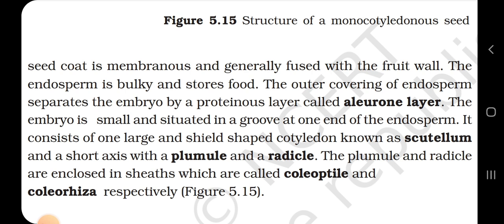The outer covering of an endosperm separates the embryo by a proteinaceous layer called aleurone layer. The embryo is small and situated in a groove at the end of the endosperm. It consists of one large and shield-shaped cotyledon known as scutellum and the short axis with the plumule and a radicle. The plumule and radicle are enclosed in sheaths which are called coleoptile and coleorhiza respectively.